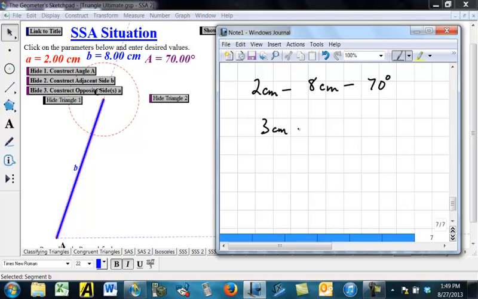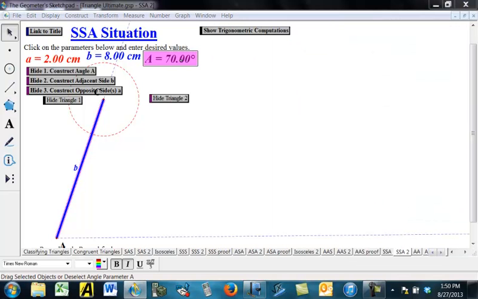3 centimeters, 4 centimeters, 37 degrees. Let's try that one. Okay, press pause. Do it now. Okay, you're back. Let's try it again. Let's try 37 degrees here.